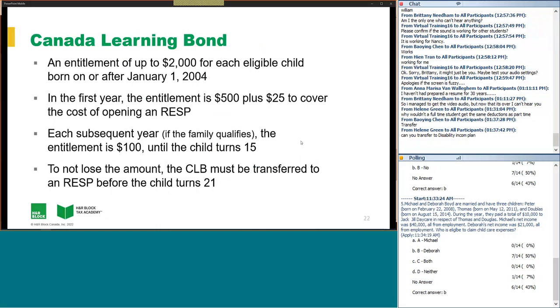The income you need to know: you're going to have a T4A with a box 42. That is income for the student. You have a T4A with a box 40. That's going to be income for the person who put the money in.